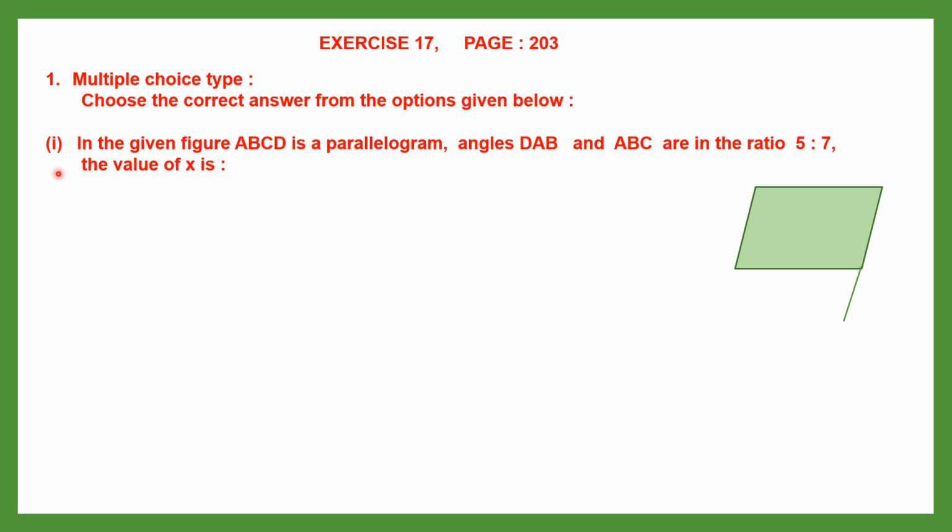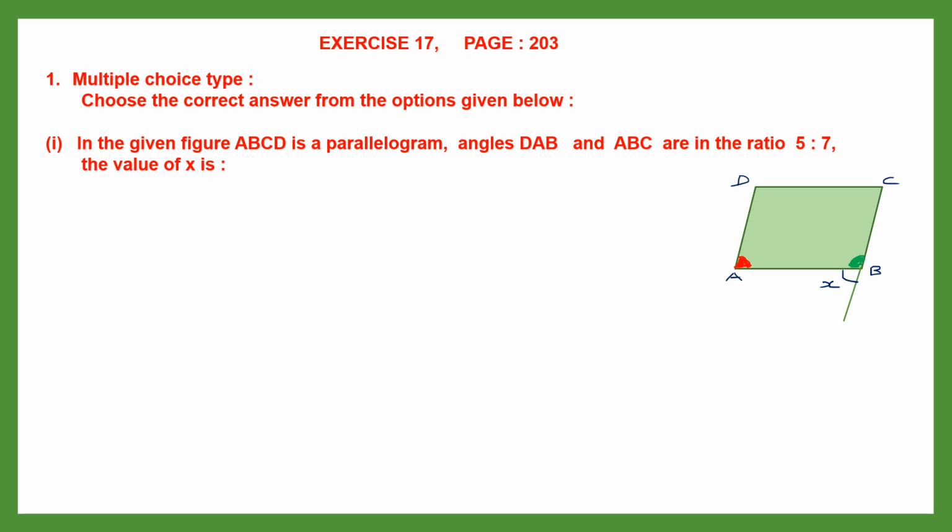So let's begin this. In question 1, in the given figure, ABCD is a parallelogram. So this is the figure given to us, A, B, C, D. This is a parallelogram. Now look at the rest of the question. Angles DAB. So that is here. So let's mark that. This is angle DAB and angle ABC. So let's mark that also. So this is angle ABC.